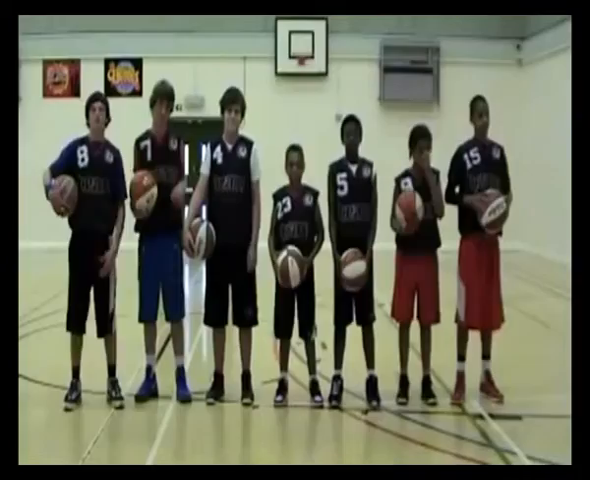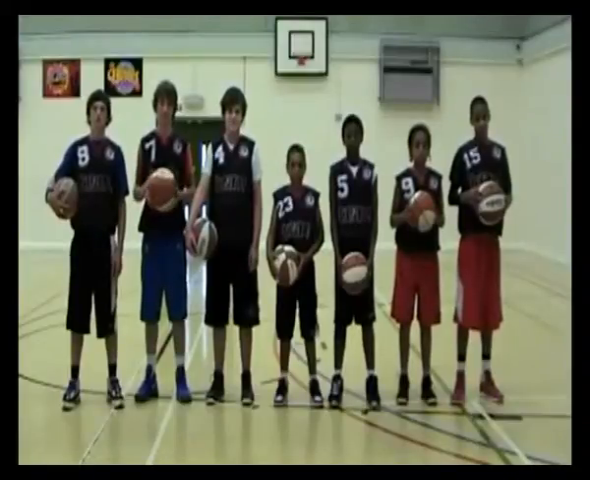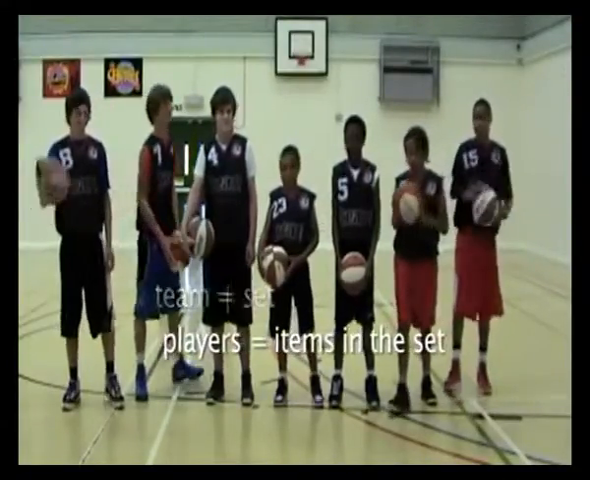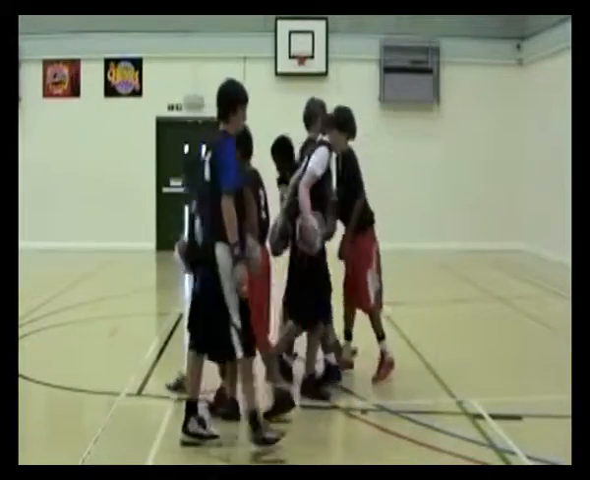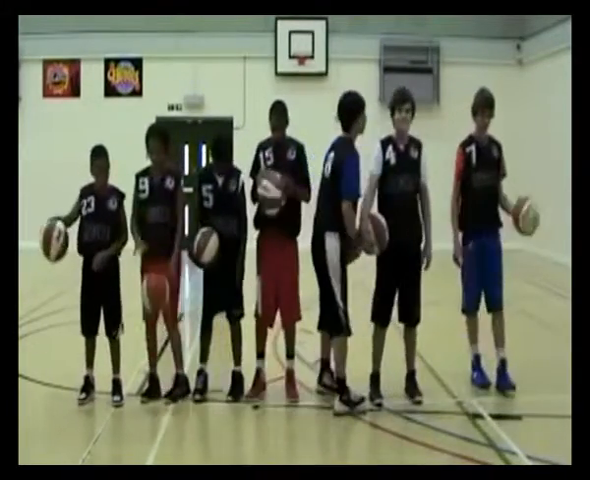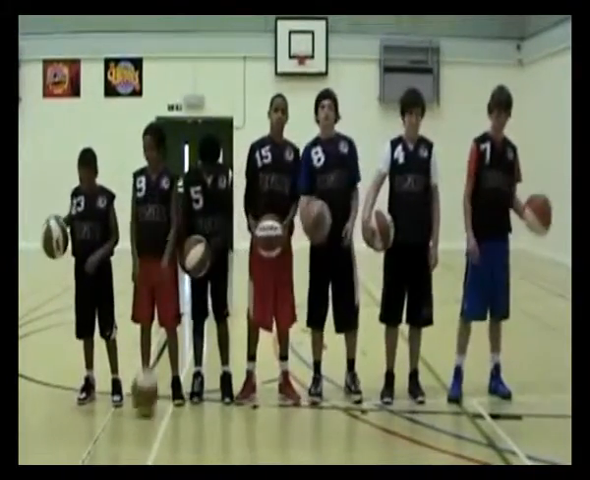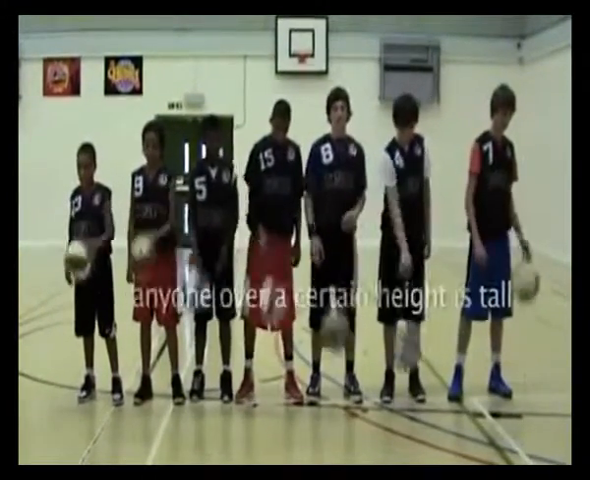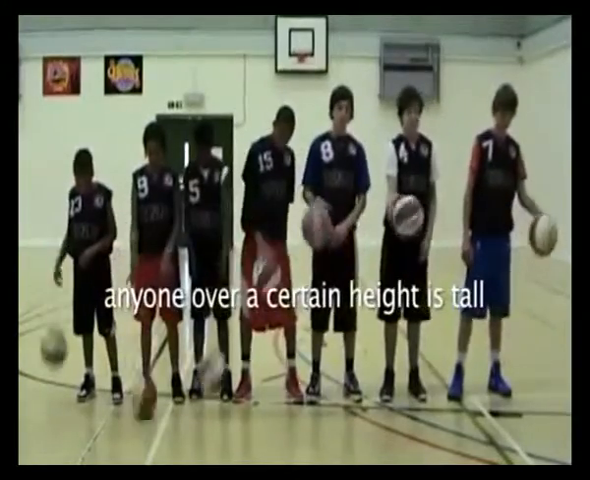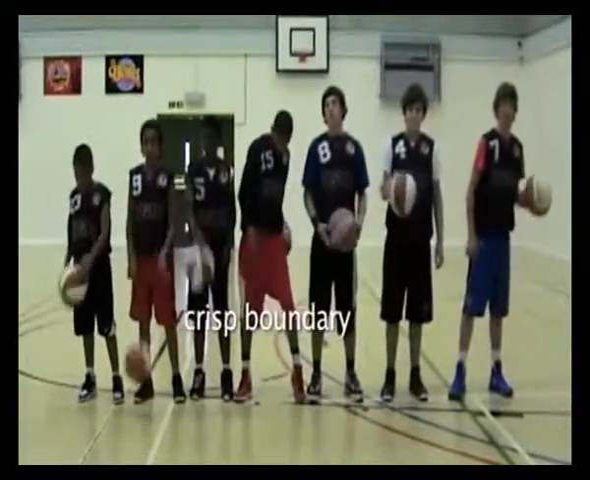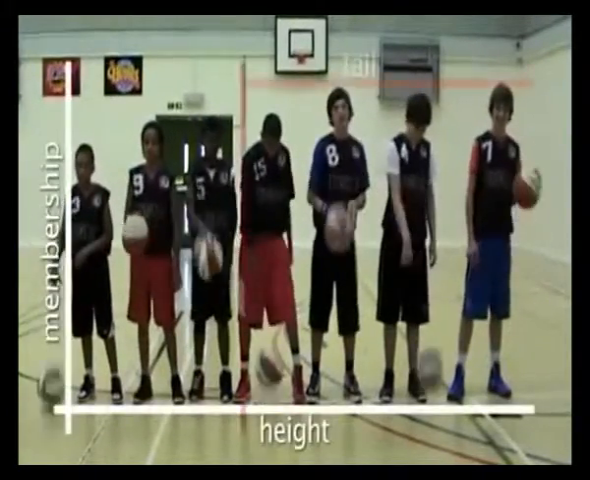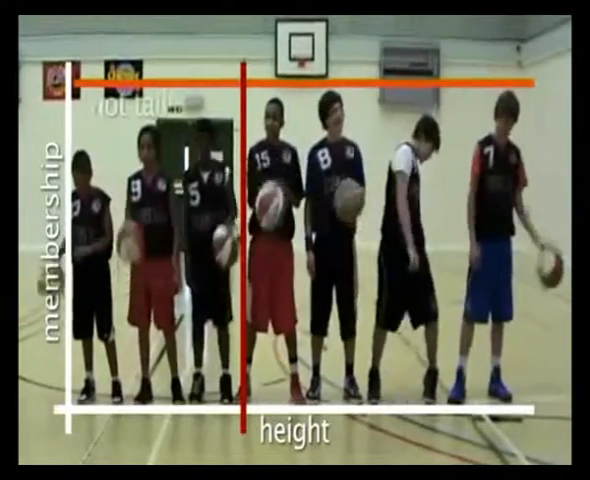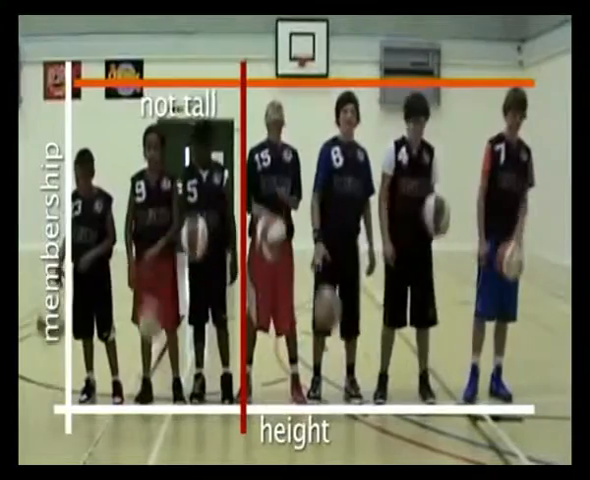This is a basketball team, and a collection of talented players make up the team. The team is a set, and the players are the items in the set. The team have lined up in height order. Height can be a useful advantage in basketball. I want to find out who in this team is tall. I've decided that any player over a certain height will be considered tall. This is a crisp boundary. If a player is taller than the chosen height, they're classified as tall, and if they are not as tall as the height set, then they'll be classified as not tall.